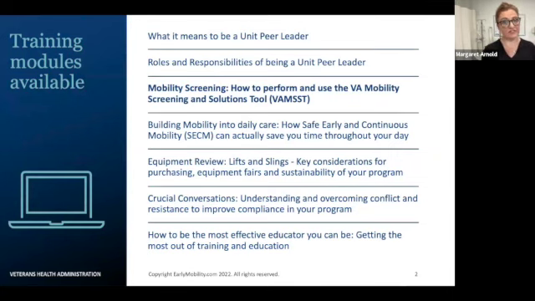equipment review, lifts and slings, key considerations for purchasing equipment fair and sustainability of your program, crucial conversations, understanding and overcoming conflict and resistance to improve compliance in your program, and how to be the most effective educator you can be, getting the most out of training and education.